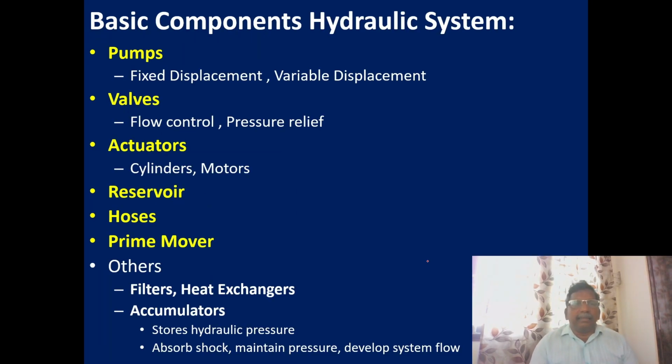Next we can see the basic components of a hydraulic system. We have six basic components. One is the pump, then we have valves, actuator, then a prime mover, then reservoir, then interconnecting lines. These are the six basic components of a hydraulic system. A number of types are there, which you will see one by one.